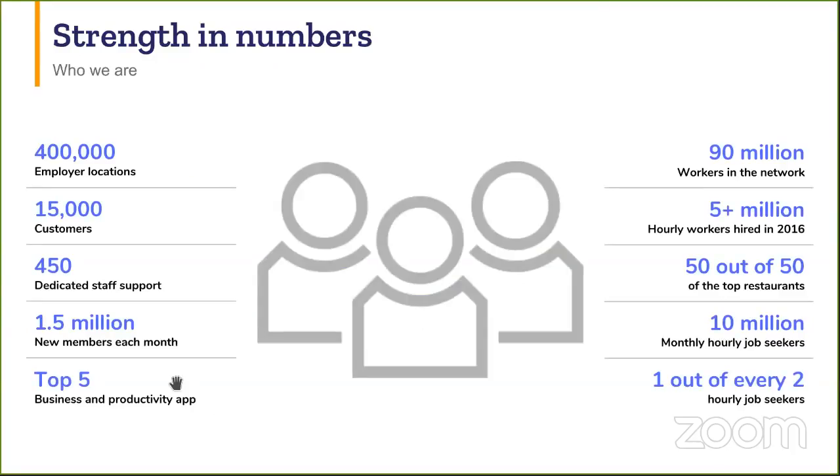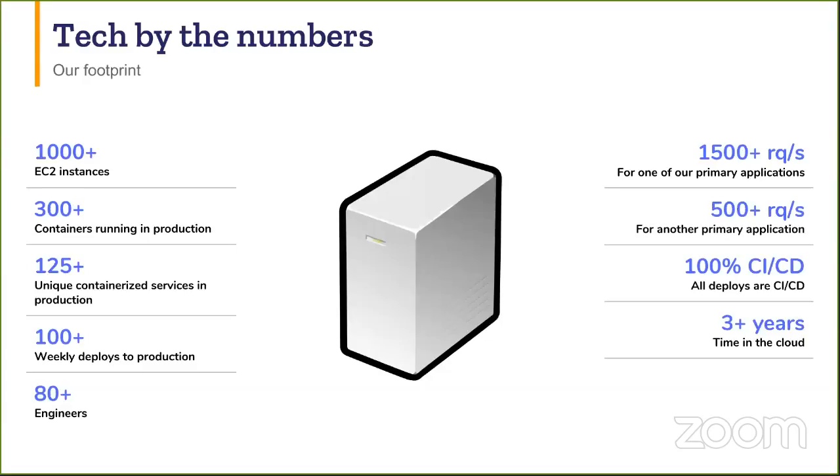So our product, by the stats, we have over 400,000 employer locations. Those are, like, a McDonald's or a Subway or a Chick-fil-A, located all across the United States and across Canada as well. In terms of growth, we have about 1.5 million new members every single month. So we are constantly scaling, constantly growing, constantly adapting how we design things. And in terms of traffic, we have about 10 million users come use our site every month searching for jobs. And on the next slide, we will get into some of the infrastructure that supports those products.